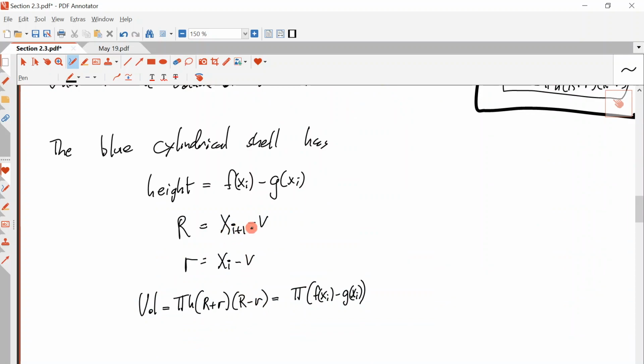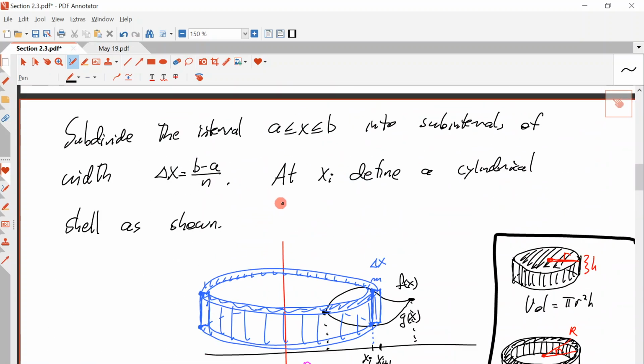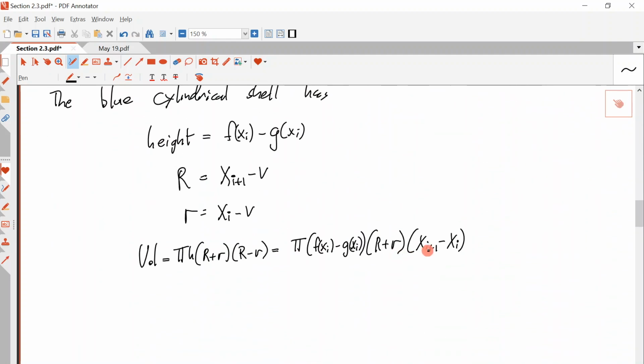Let me think, what's the right way to say this? Let's just write it as big R plus little r for the moment. And then big R minus little r is just x_{i+1} minus x_i, which is delta x. The difference between the x_i's is delta x. I guess I didn't say what x_i was, but it's the usual thing: x_i is equal to a plus i delta x. So x_1, x_2, x_3, x_4, they all differ by delta x. So that's exactly what we've got here.